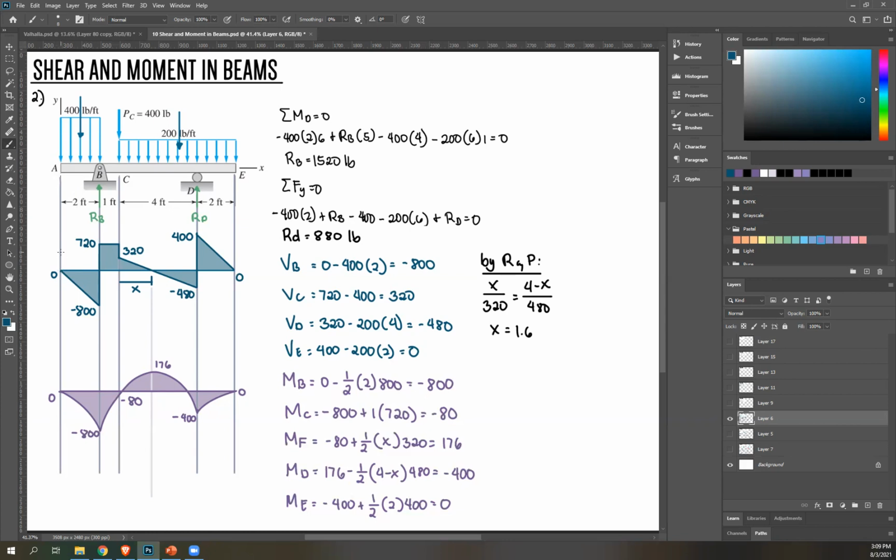Once again, our graph is 1 degree higher. If this is a slanted line, your next line would be a parabolic line. So that's why it looks like this. So negative 800. Next, moment at C. So at this point, your area is above your axis, so that's positive. So you're going to do negative 800 plus area of this. It's just a rectangle, so base times height. Base is 1, height is 720. You'll get negative 80.